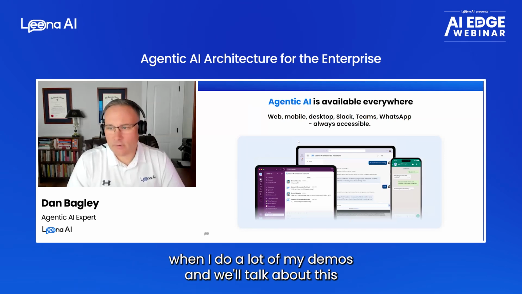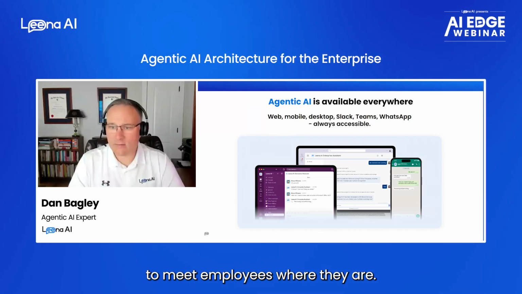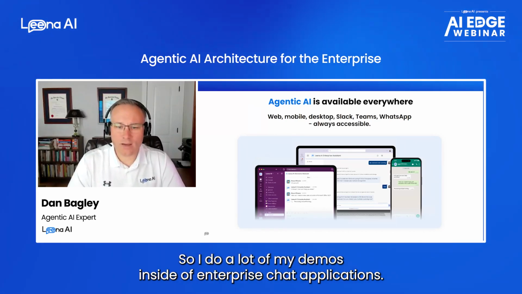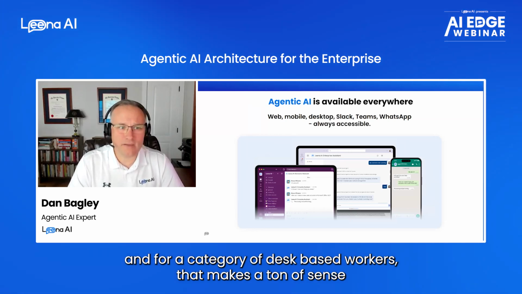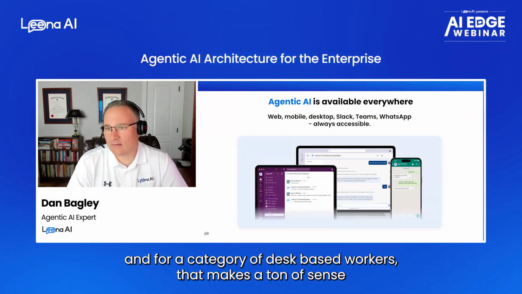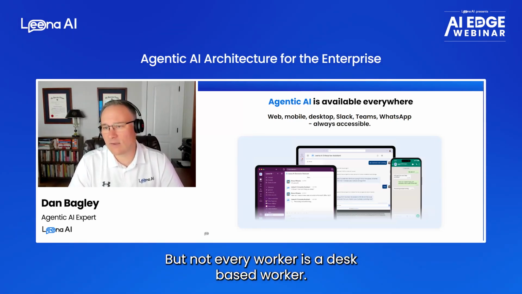When I do a lot of my demos, and we'll talk about this from an architectural perspective, I think it's really important for agentic AI to meet employees where they are. So I do a lot of my demos inside of enterprise chat applications, things like Microsoft Teams, Slack, Google Chat. For a category of desk-based workers, that makes a ton of sense because as desk-based workers, we generally live inside of those tools. But not every worker is a desk-based worker.